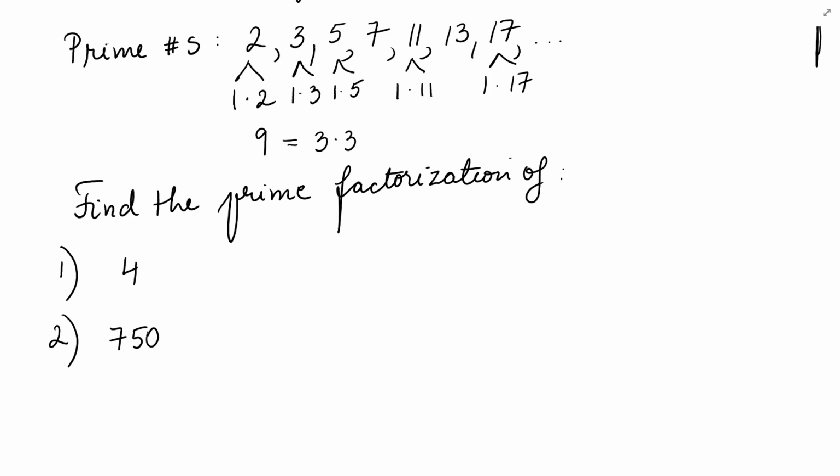So let's do a couple problems. Find the prime factorization of 4. Well, 4 can be written 2 times 2. So we are going to write it 2 to the second. This is the prime factorization. Now let's do for 750.